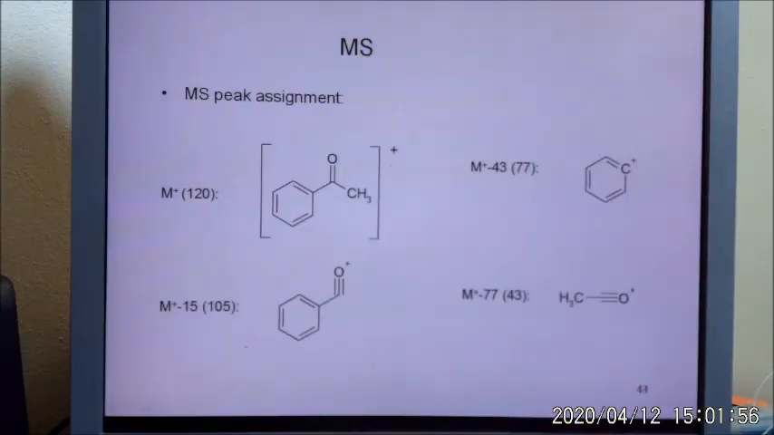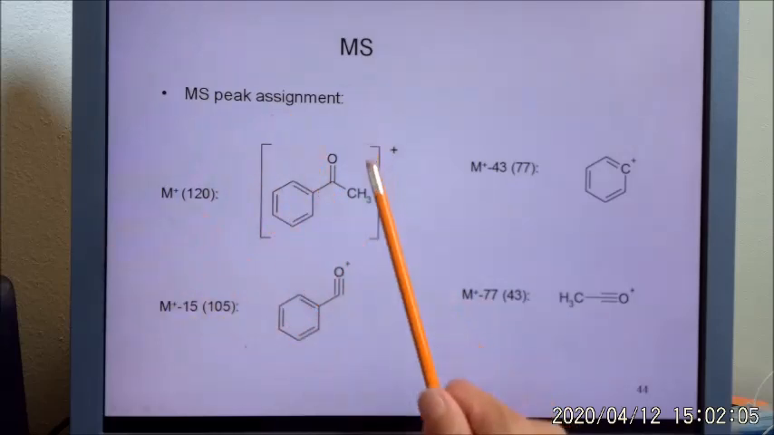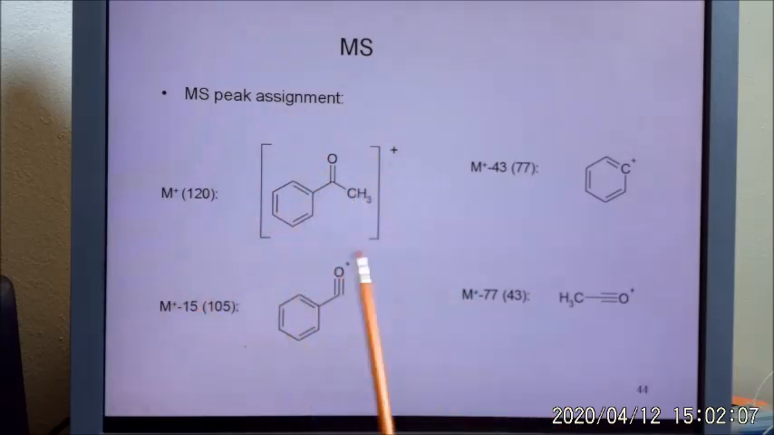Okay, so 120 is my molar mass. 77, cleavage here. 43, cleavage there, and this is my carbocation. Minus 15, cleavage on this side.